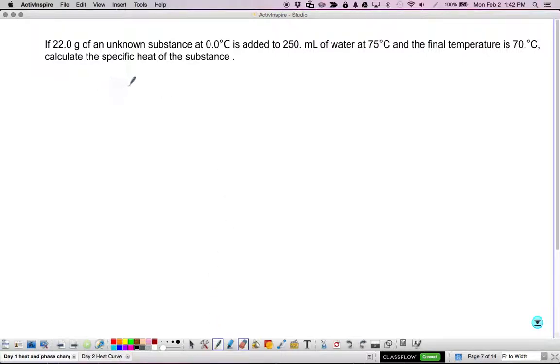All right, so I'm going to start out with a drawing here, okay? And let's say that our substance is in the shape of a square, whatever, okay? This is at 0 degrees Celsius, and the water out here is at 75 degrees Celsius. So heat is actually going to go from outside to inside, okay? Heat is going to be transferred from the water to the unknown substance.